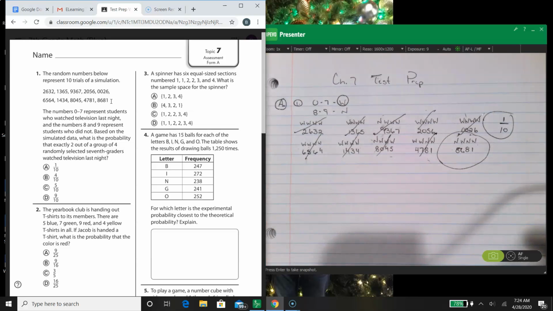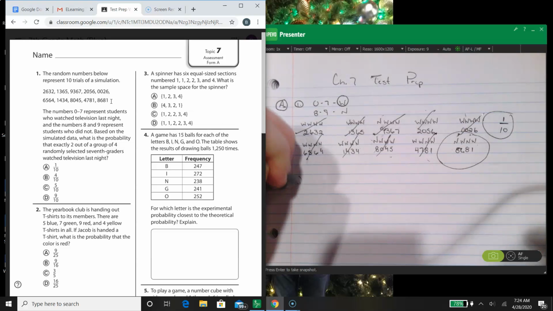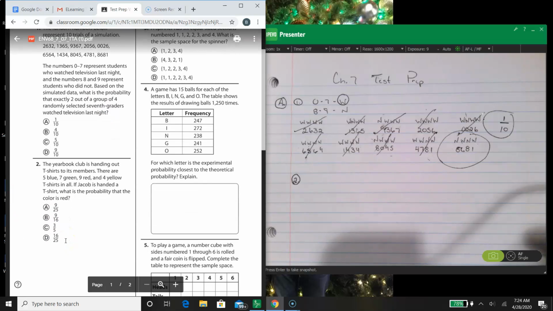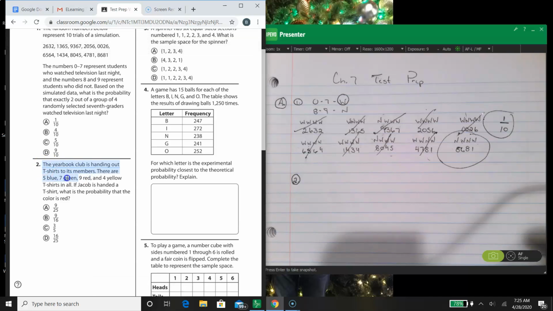There you go. All right, let's take a look at number 2. Kind of move right along with these. Number 2, the yearbook club is handing out T-shirts to its members. That was nice of them. There are 5 blue, 7 green, 9 red, and 4 yellow T-shirts in all. Guys, anytime I hear these words in all, I'm going to think, okay, somewhere in this, I'm going to have to add something together. Let's play along.